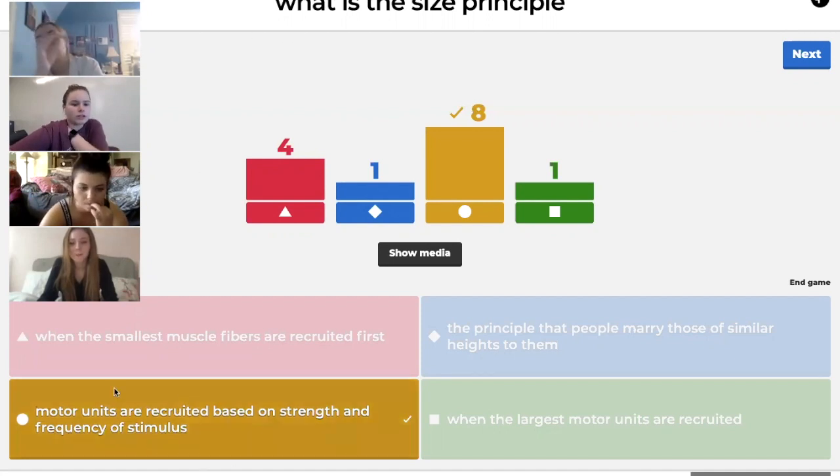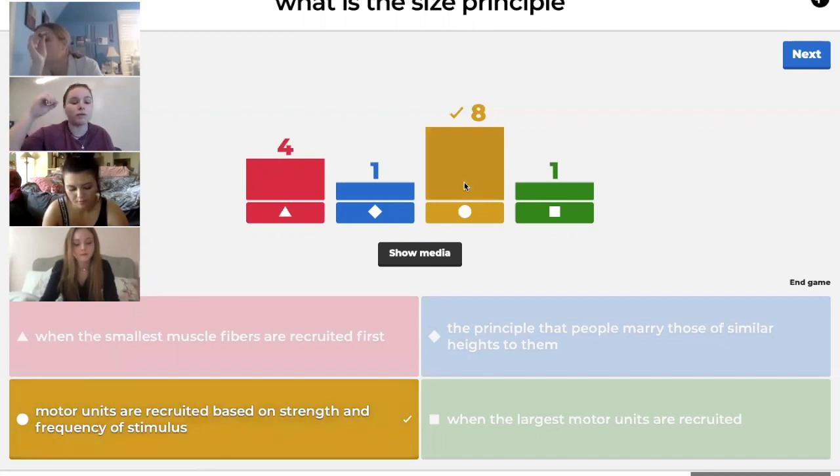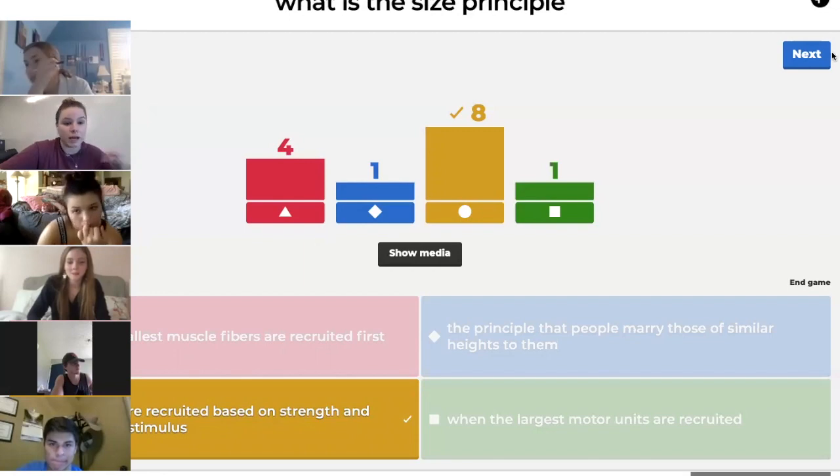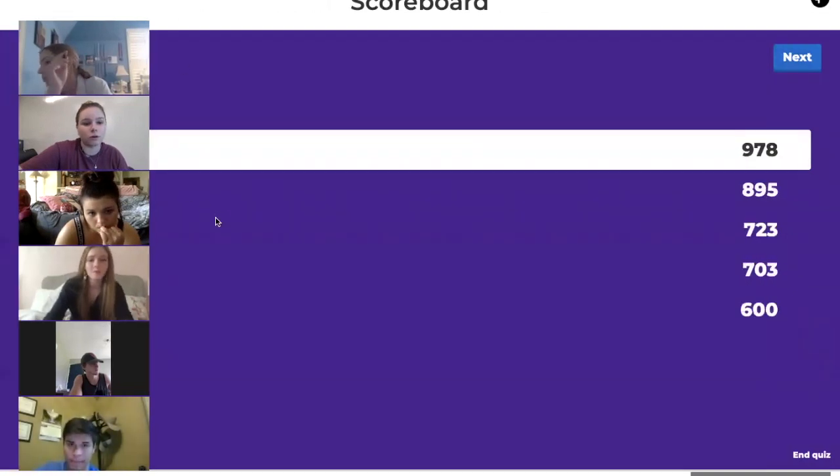Okay, so the size principle is when motor units are recruited based on strength and frequency of stimulus. So if we have a really strong stimulus and a really strong frequency, we're going to recruit smaller motor units first, medium second, and the biggest third, right? So I said in session the other day, if I'm picking up my phone, I'm going to recruit the smallest motor units first if I don't know how much strength I need. And so then I'm going to use small ones. And then if it ends up being really, really heavy, I'll increase the amount of motor units so that I'm not wasting energy, or I'm not wasting motor units trying to recruit more than I need.